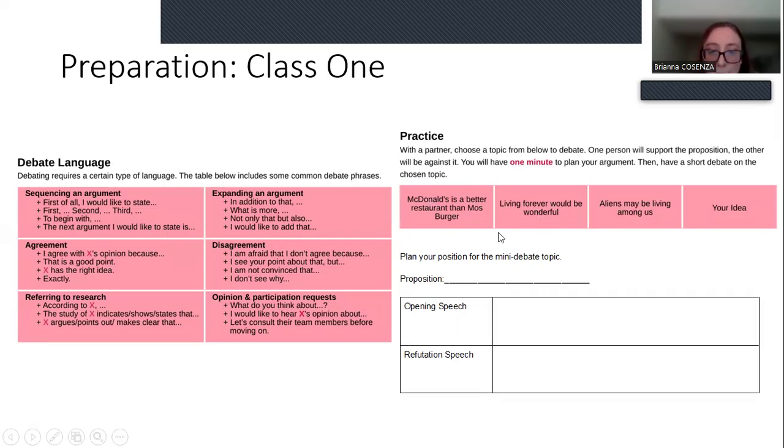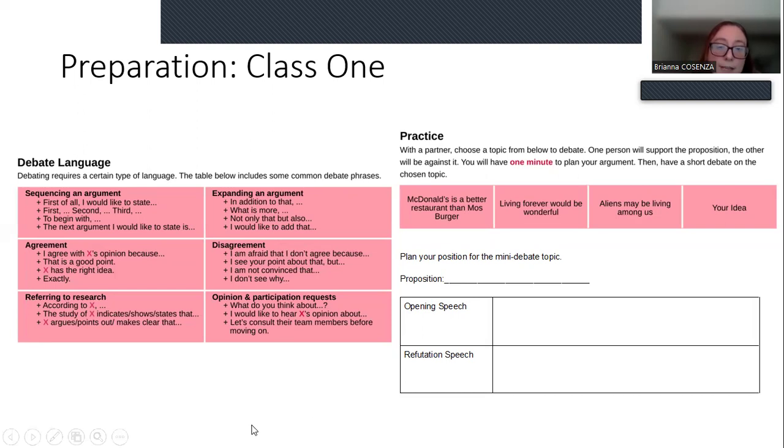After they decide the roles, I give them 1 minute to plan their argument and their opening speech. And after that, they each give their opening speech. So McDonald's is better because, the reason, and then the opposite partner, Moss Burger is better because.